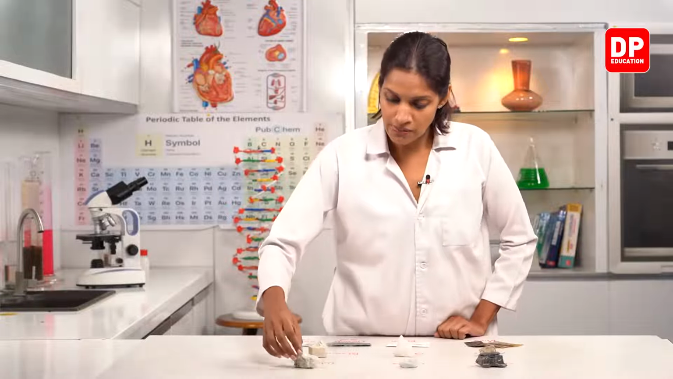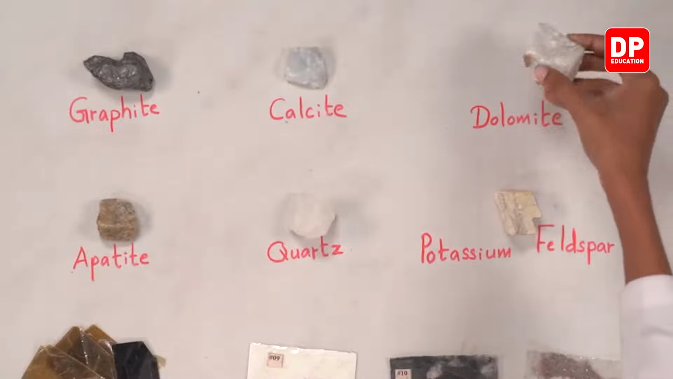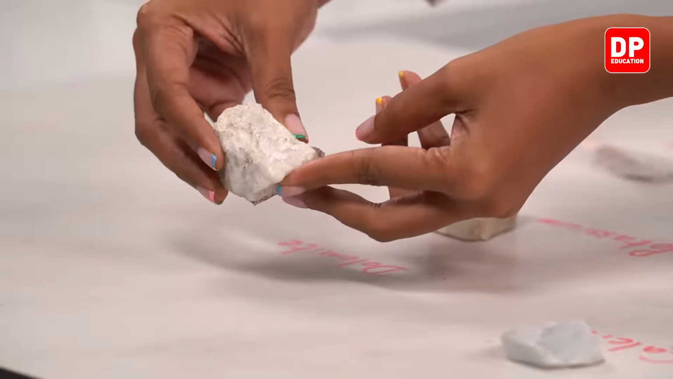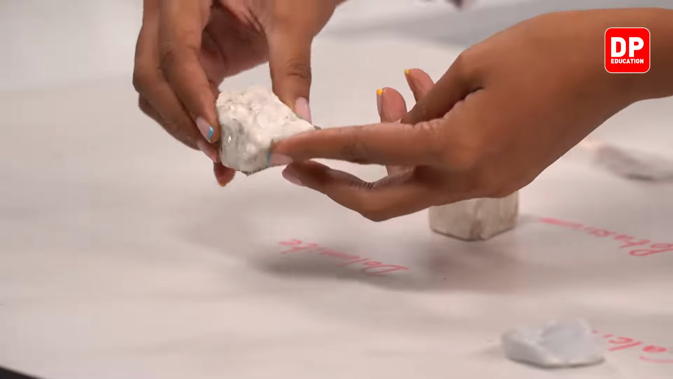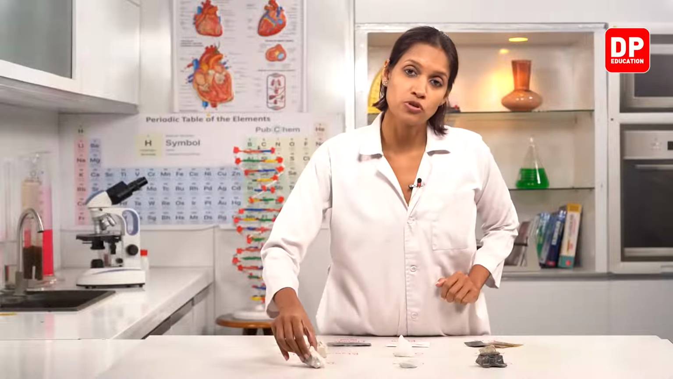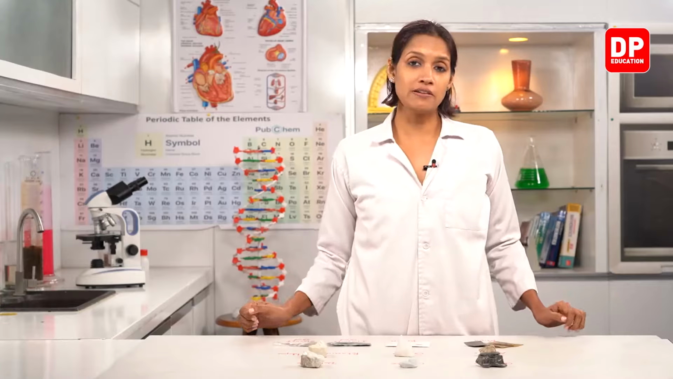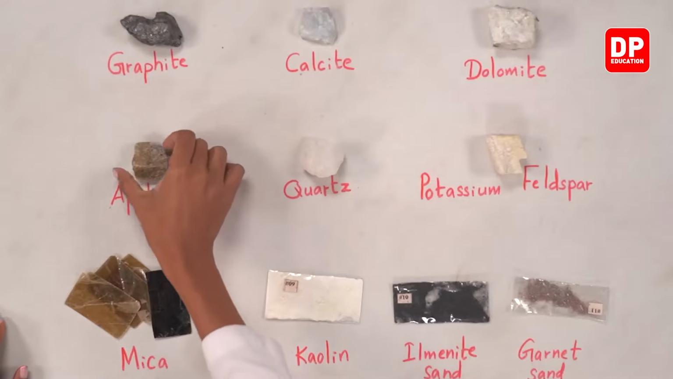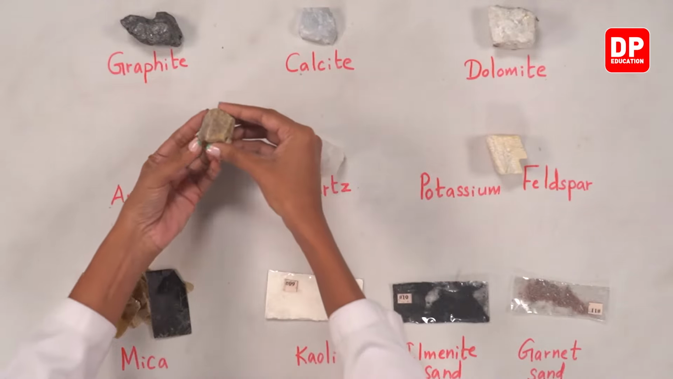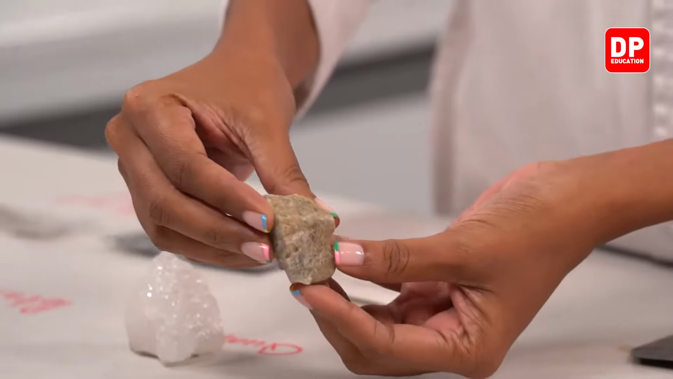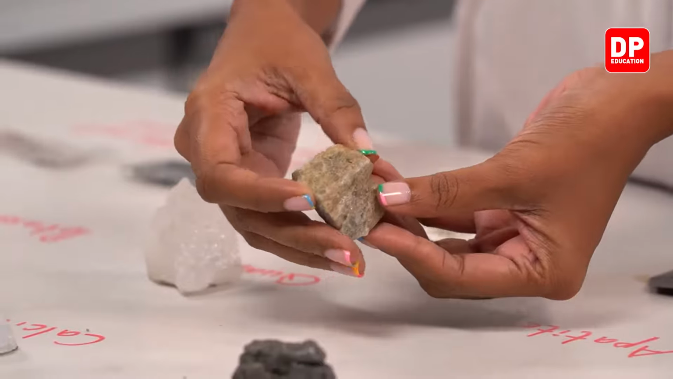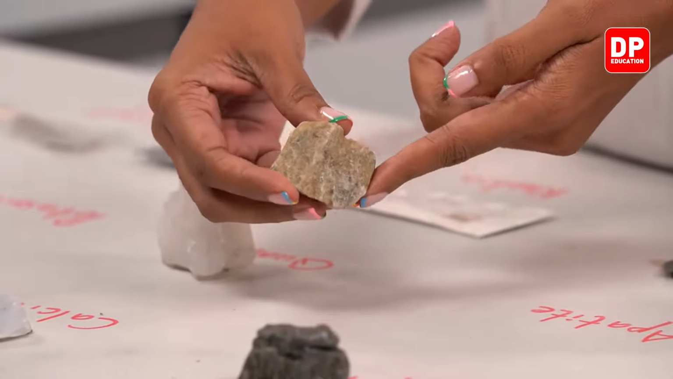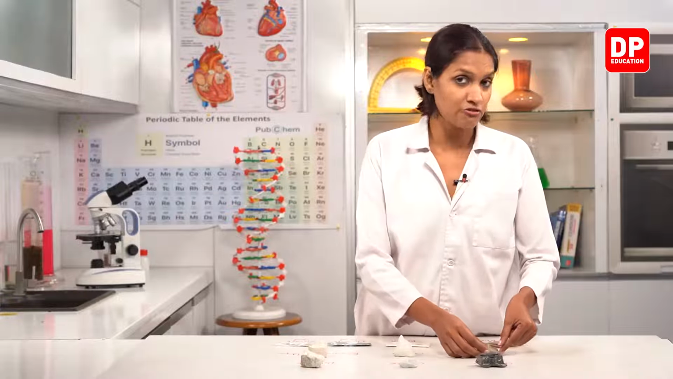Okay, so dolomite, look at this dolomite. Now dolomite contains calcium. Look at the surface, it's also a bit shiny. Dolomite is also used in making fertilizers. There are other uses as well. Okay, so apatite. Now in Sri Lanka, apatite is found in Nepal. So look at this apatite. Look at the color and the nature of the surface. This is also used in making fertilizers.